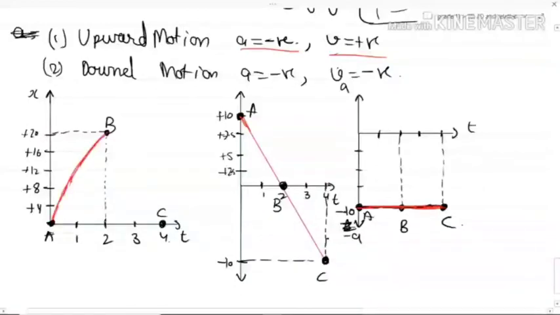And what about the next case? My battery is low. How is my battery low?